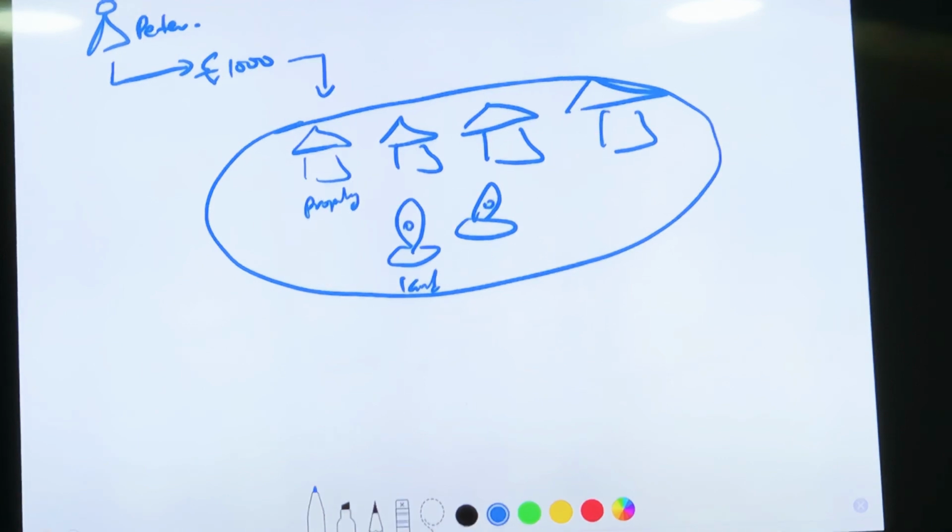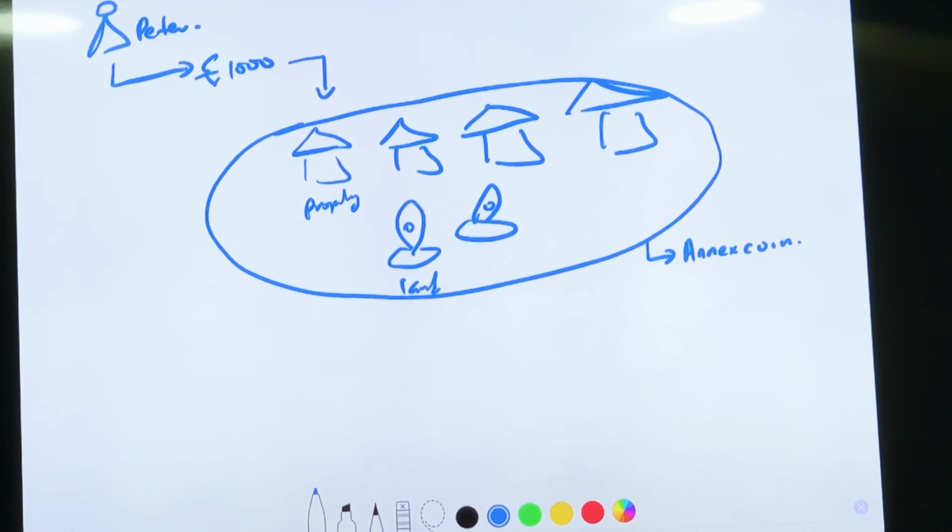Now we create a digital token that represents all of this real estate portfolio, and we call that digital token Annex Coin. All right, this digital token is attached to the total value of the real estate portfolio. So let's say the value of all of this as a result of many Peters. Okay, so not just one Peter, many Peters obviously investing here.